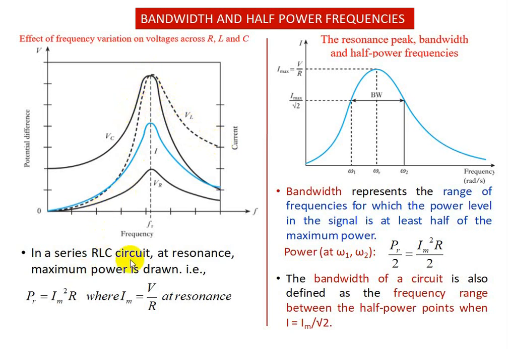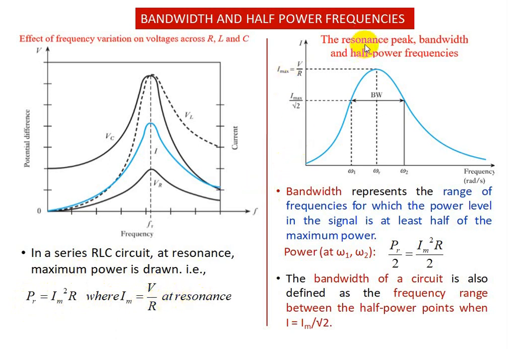In an LC circuit, at resonance, maximum power is drawn from the supply. The resistance is the component which will be consuming power. So the power at resonance is called PR equal to the square of the current at resonance, that is Im square into R, where Im is voltage divided by resistance.